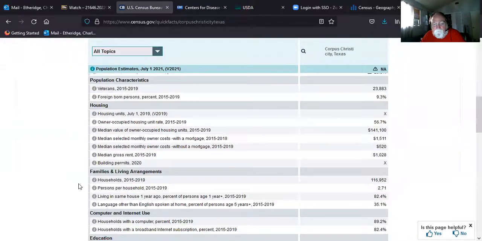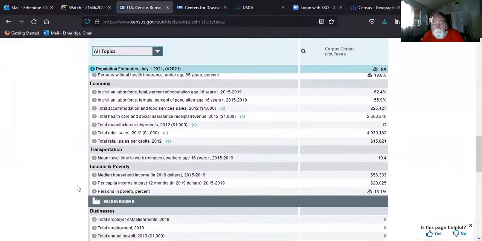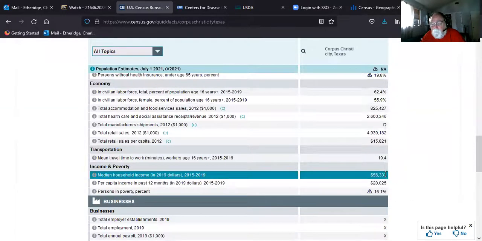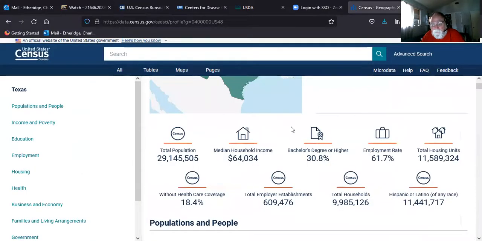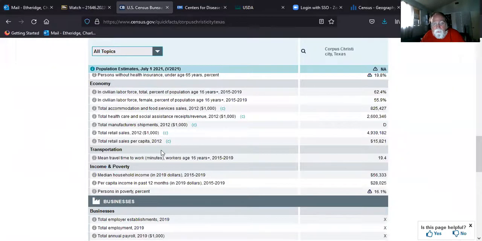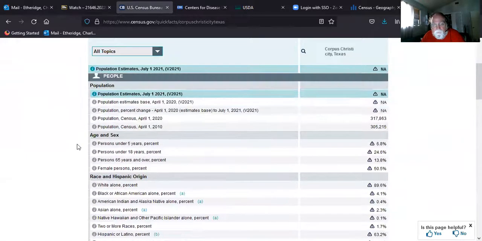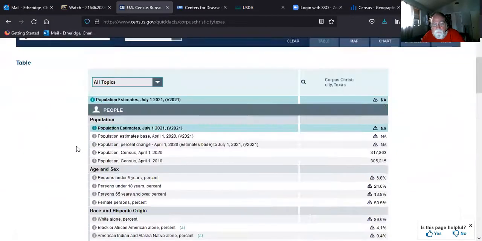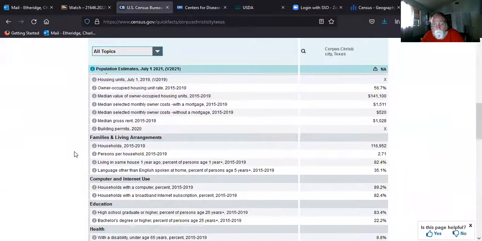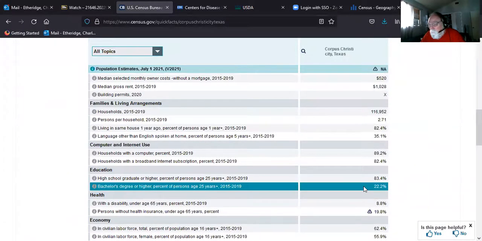Median household income in Corpus was 56,000. So we're about $8,000 a year lower than the state of Texas. About 30% of people have a bachelor's. Yeah, like I said, it's about 22% of people have a bachelor's in Corpus.